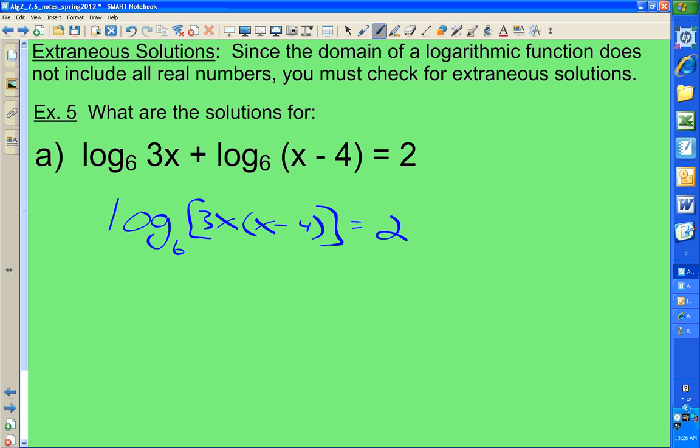What should we do? 3x times x minus 4 equals 6 squared. So what are we doing? We're exponentiating. I was looking for something else. I like exponentiation. We're using the definition of a log. Definitionating. So 6 squared equals 3x squared minus 12x. That's your definition of a log. What is 6 squared?